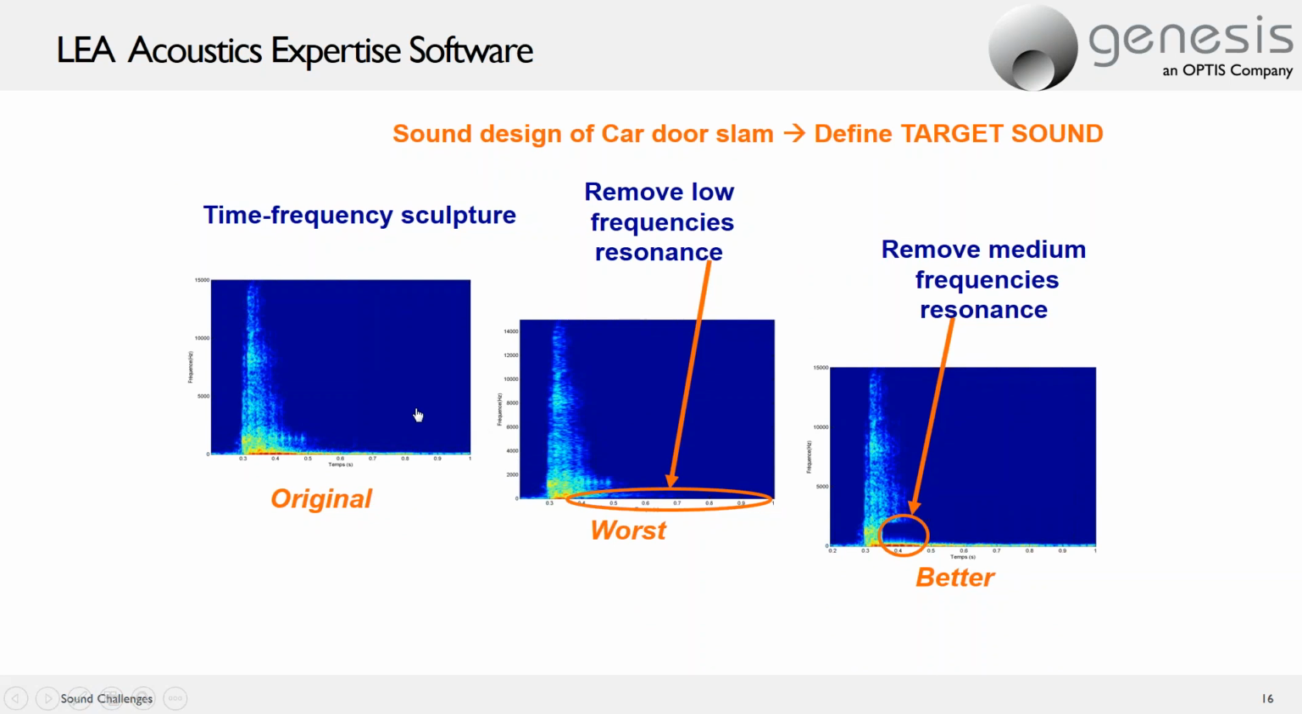Another example, we were talking about the car door slam. So this is an original car door slam. We're looking at it in terms of a time frequency graph here. One attempt was to remove the low frequency to see if that has a better quality, and it was discovered that it did not. The original versus, so you're losing that deep sound. The best case was actually removing the medium frequency and keeping that deep sound.